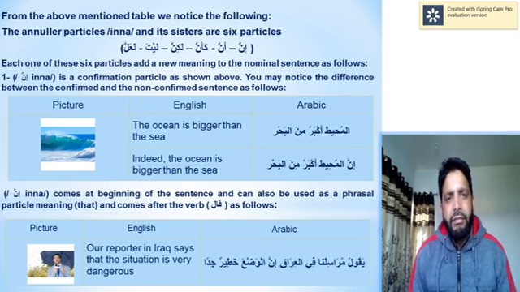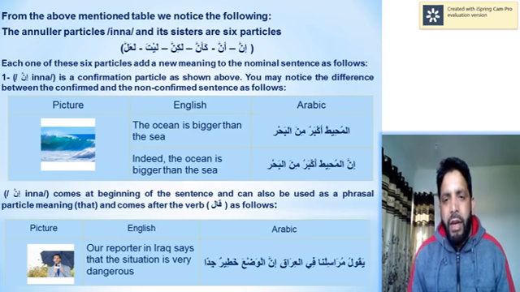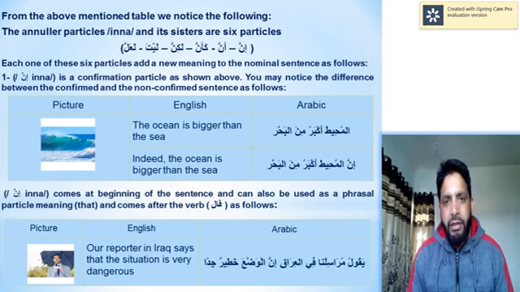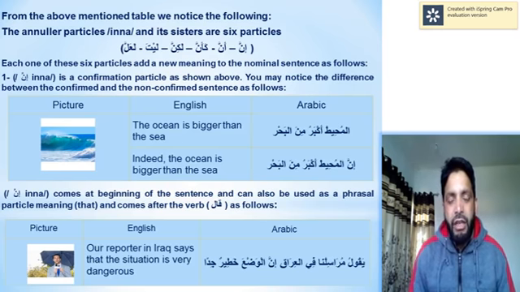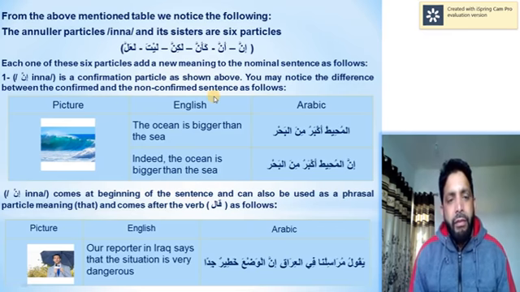First is inna. It's used for confirmation, as we have discussed. You may note the difference between confirmed and non-confirmed as follows. When I say al-muhit akbar min al-bahr, then I say inna al-muhit akbar min al-bahr. Inna created emphasis. It created confirmation in the information.